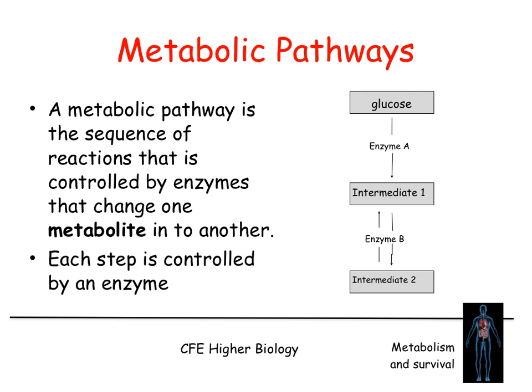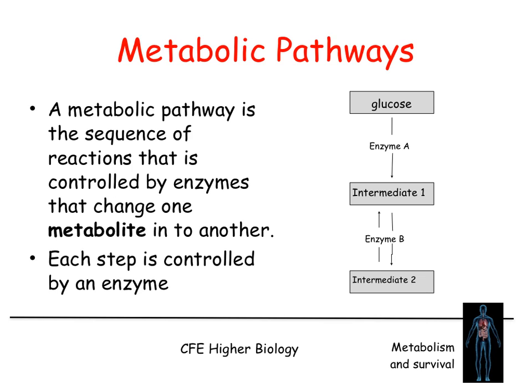When we're talking about a metabolic pathway, what do we mean? Well, it's a sequence of reactions that's controlled by enzymes that change one metabolite into another. Now, by a metabolite, what we mean is something like, say, glucose is broken down to pyruvate, and pyruvate is then broken down, for example, to lactic acid when we're looking at anaerobic respiration or fermentation.